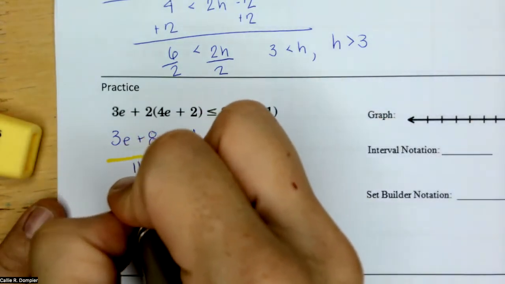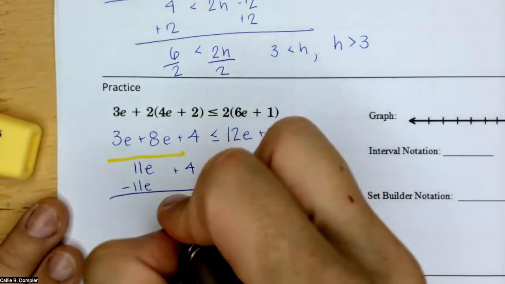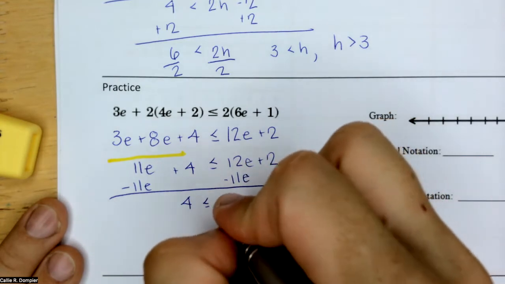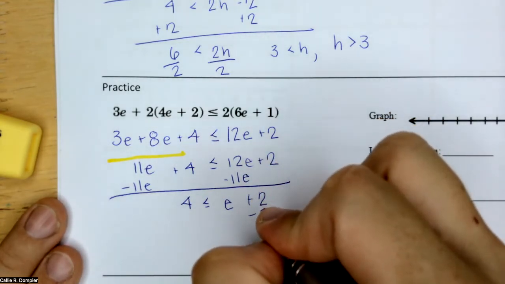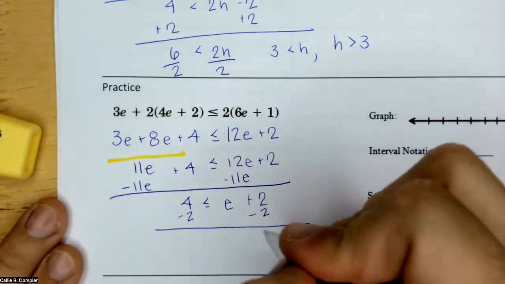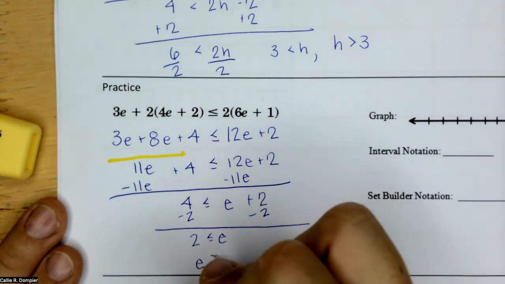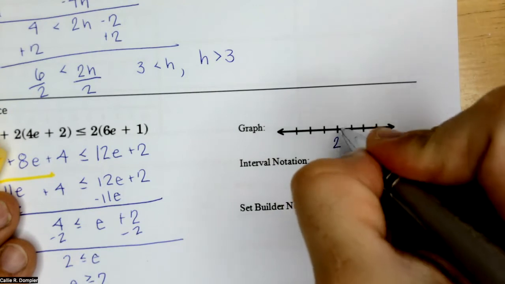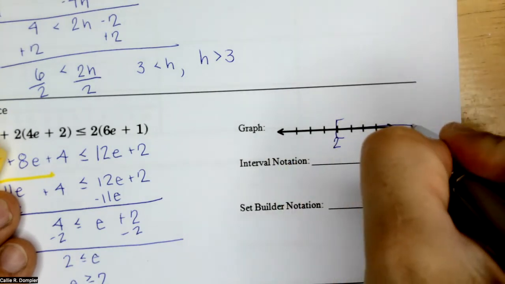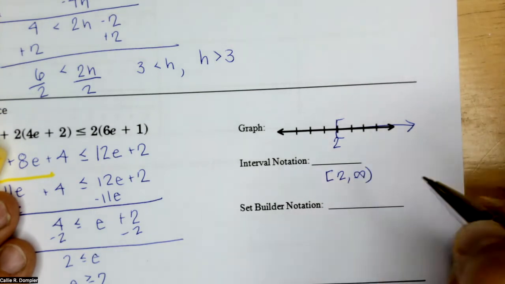I'm going to subtract the 11e because I don't like the e being negative. So I have 4 is less than or equal to 1e plus 2. Subtract 2. 2 is less than or equal to e, or e is greater than or equal to 2. Here's 2, a bracket going that way, bracket 2 to infinity.